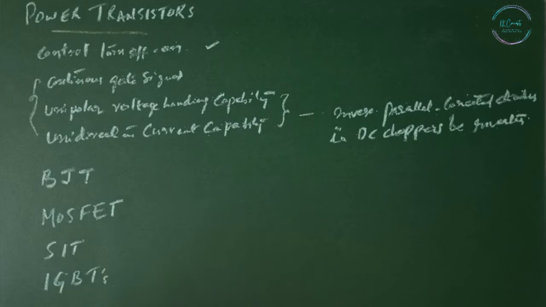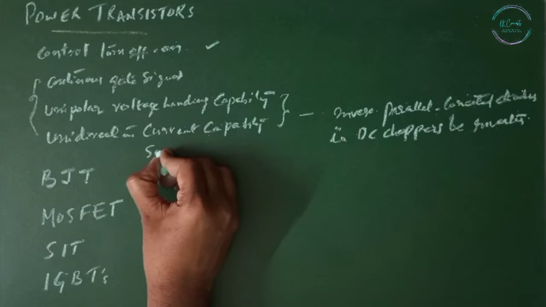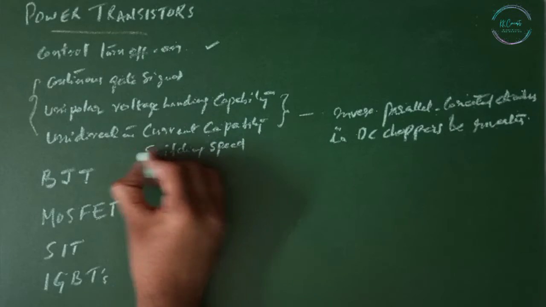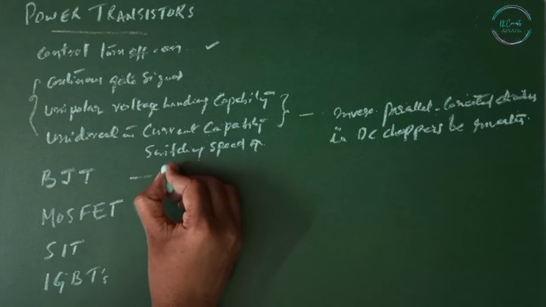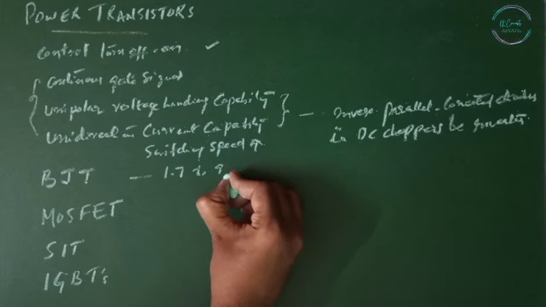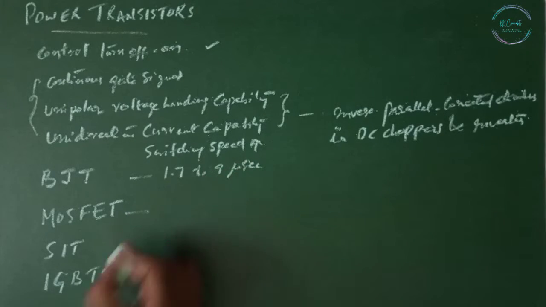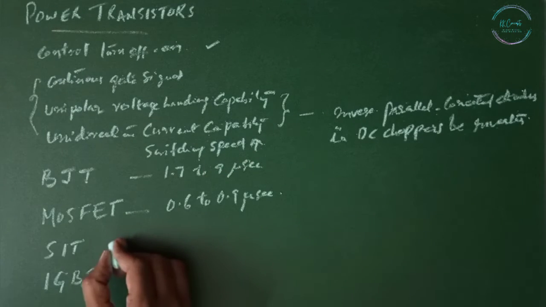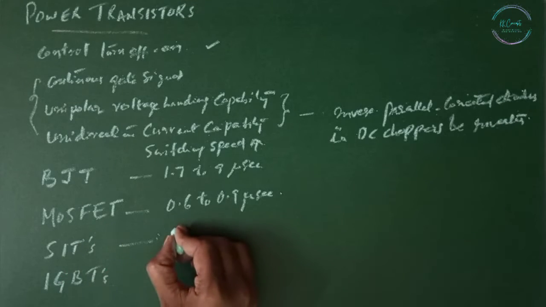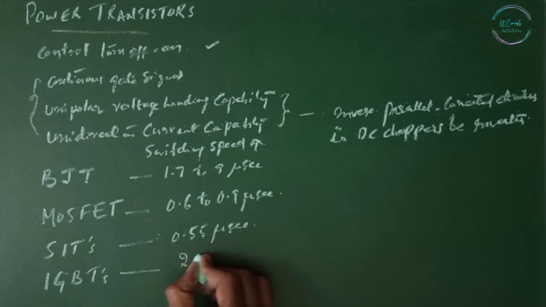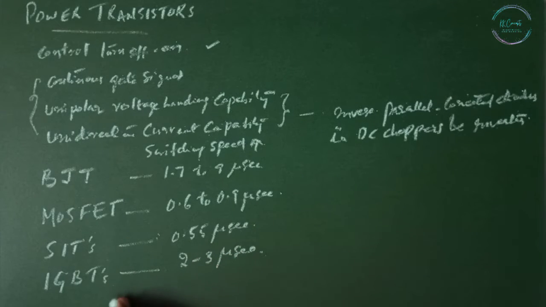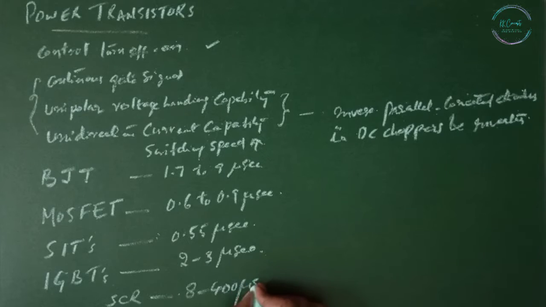These have the advantage of switching speed. Switching speed is high in these devices. For BJTs, it is about 1.7 to 9 microseconds. For MOSFETs, 0.6 to 0.9. For SIT, it is 0.55 microseconds, and IGBT 2 to 3 microseconds. Whereas for SCRs or thyristors, the switching speed is about 8 to 400 microseconds.